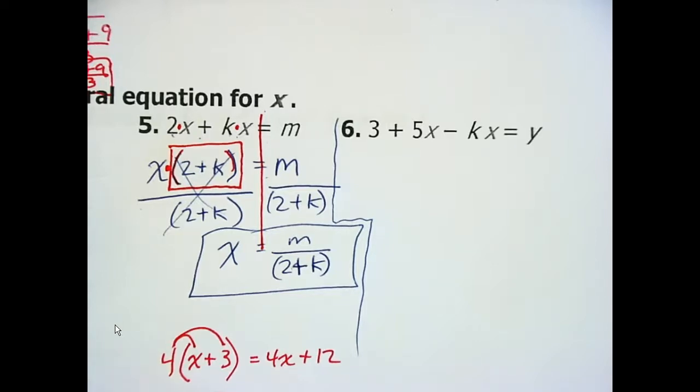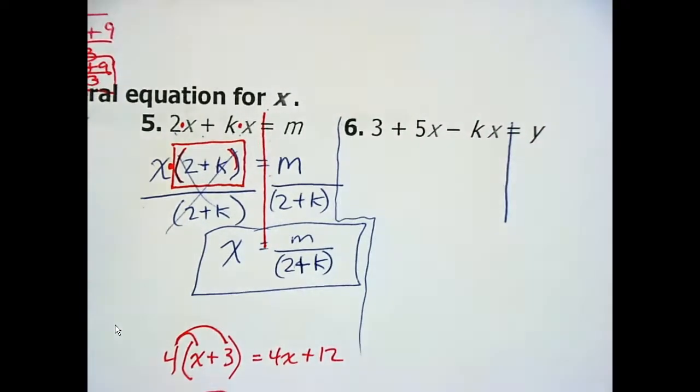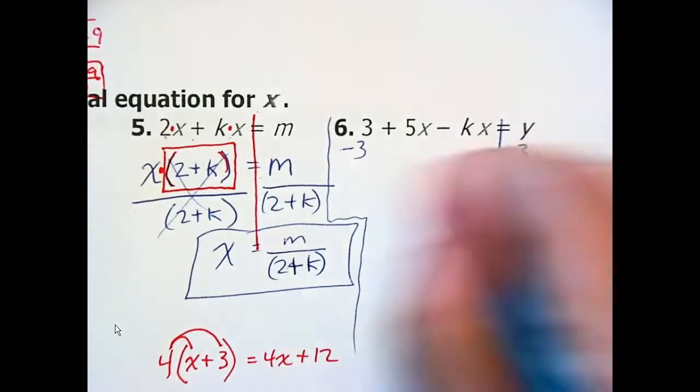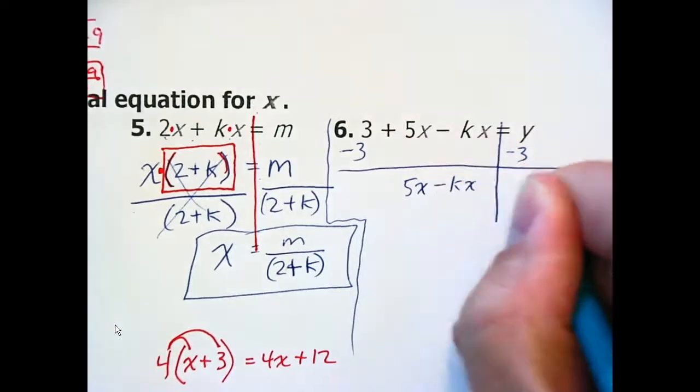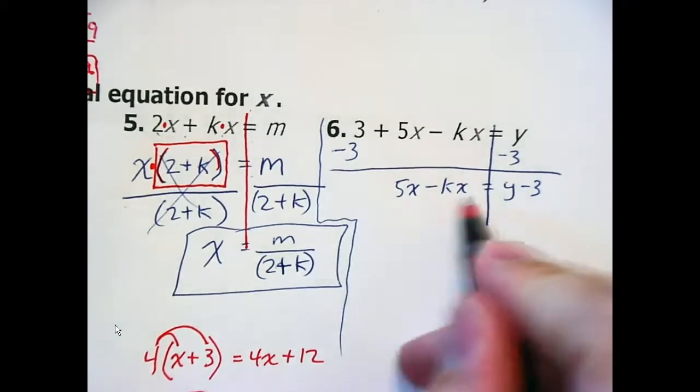Okay, tell your neighbor what you think the first step is. Okay, volunteer. There are 2 different ways you can approach it. Daisha, give me. Okay, so one way is to just get rid of the 3 first. Okay, so you're left with 5x minus kx equals y minus 3. Very good job. What's next? Undo the distributive property. Good. So factor is what we call that.